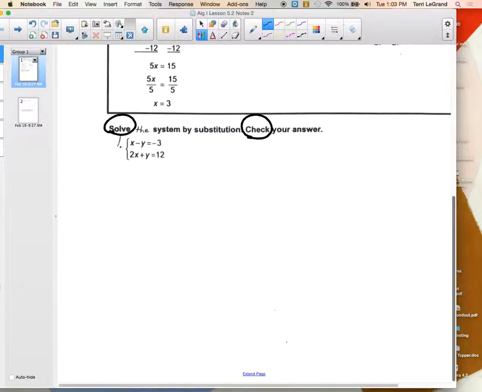We could take that first equation and solve it for x. We could get the x alone. Or we could take that first equation and we could get the y alone. Or we could take the second equation and we could get the x alone. Or we could take the second equation and get the y alone. So everybody in here gets to make their own choice. Which one are you going to do?